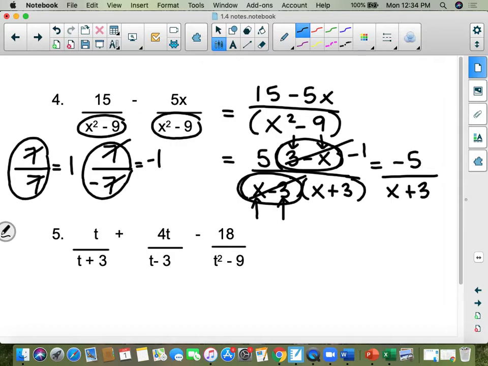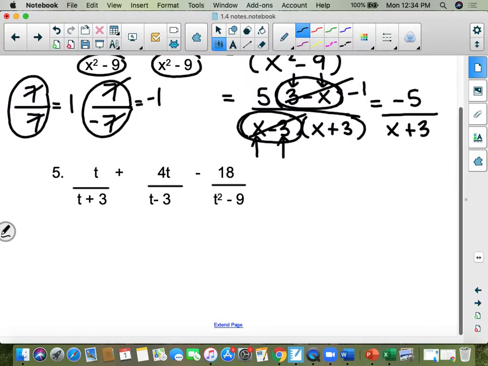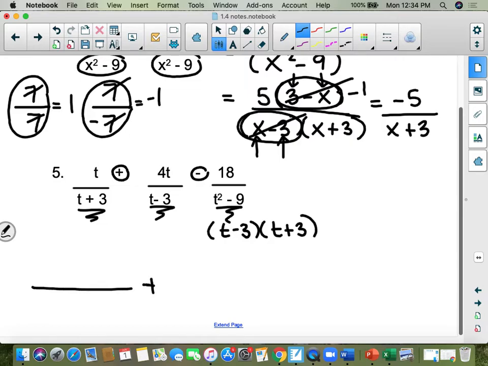Okay, now this one's a little bit harder. You cannot add and subtract these because they do not have the same denominator. One of them is not in factored form, and you have to factor it to t minus 3 and t plus 3. Can't you use the common denominator? Look at how long this problem has to be. Isn't the common denominator a t minus 3 and a t plus 3?